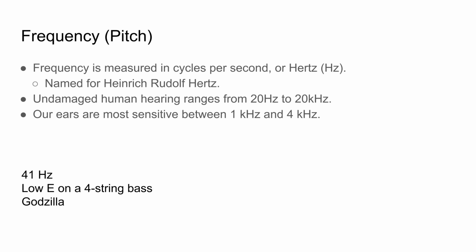Here are some examples of what a frequency sounds like. 41 hertz, this is the lowest E on a 4-string bass. 60 hertz is the most annoying sound in America. This is the hum that gets introduced into your sound feed by unshielded electronics. 440 hertz, if you've ever tried to tune a guitar using a tuning fork, this is the sound that you started with.